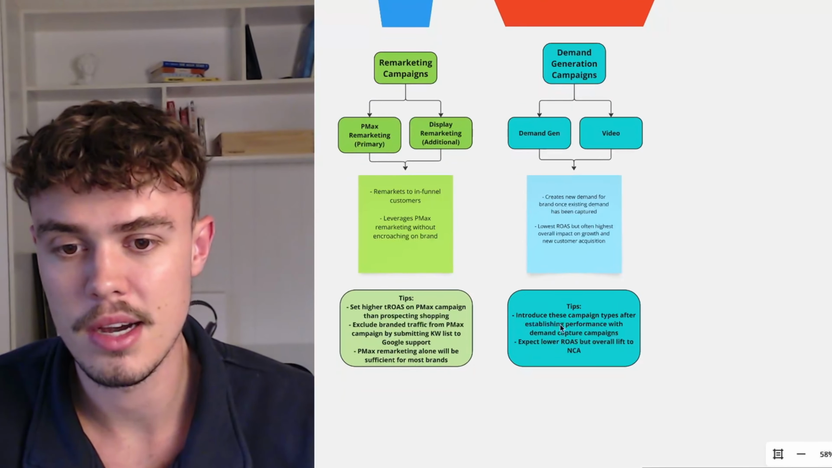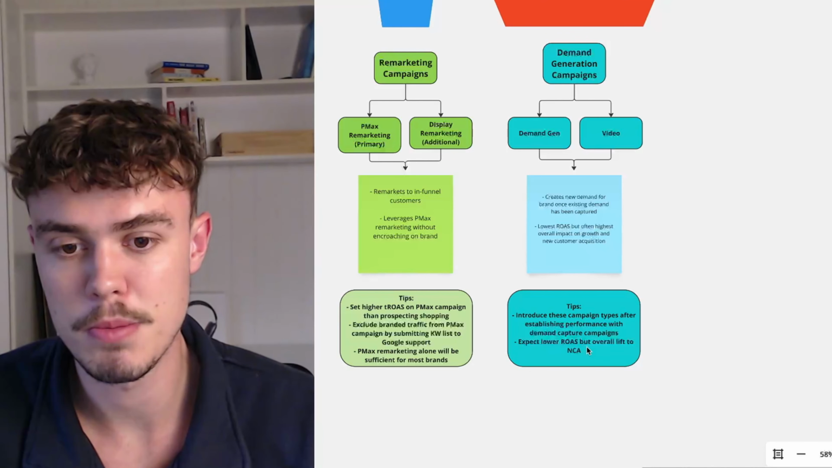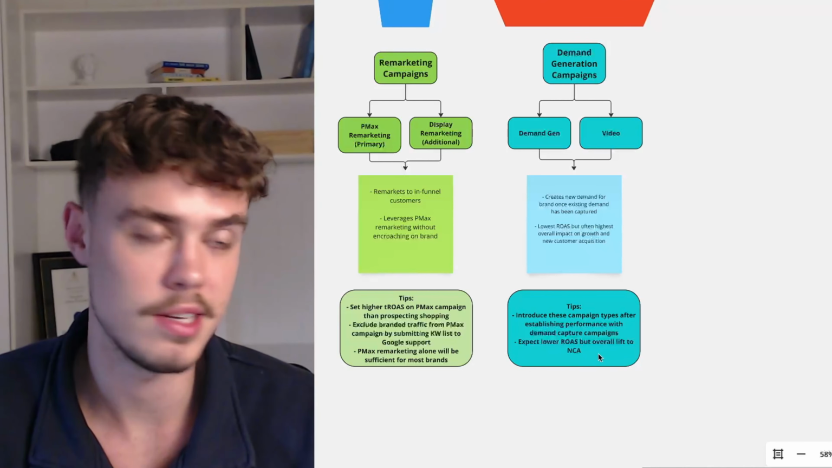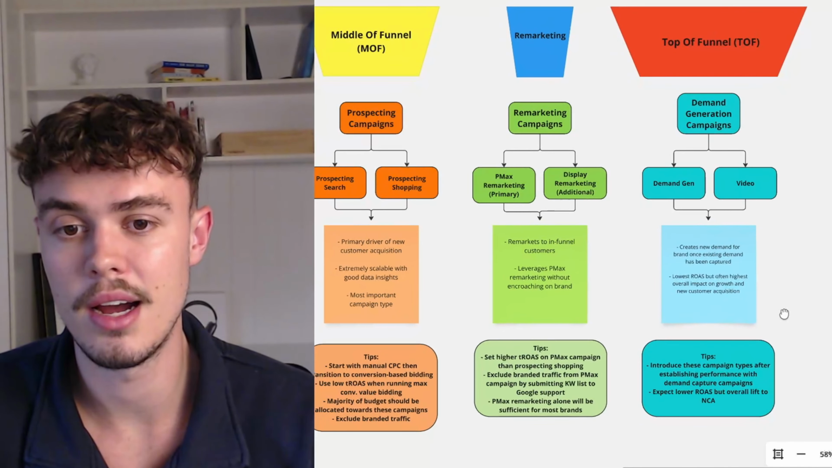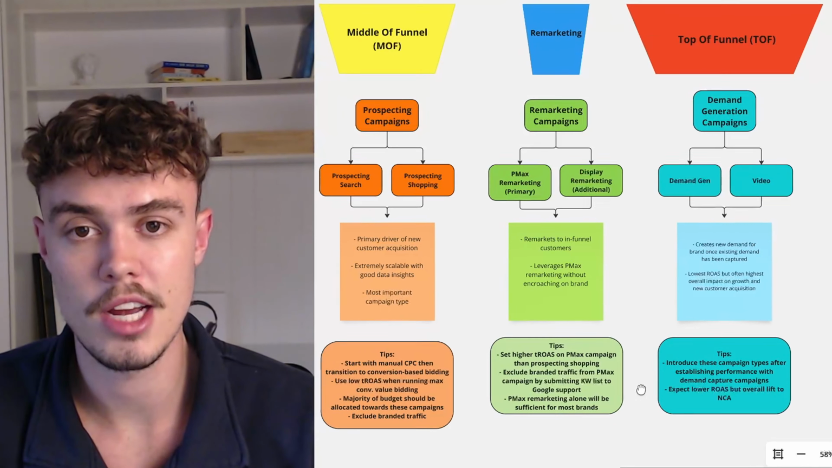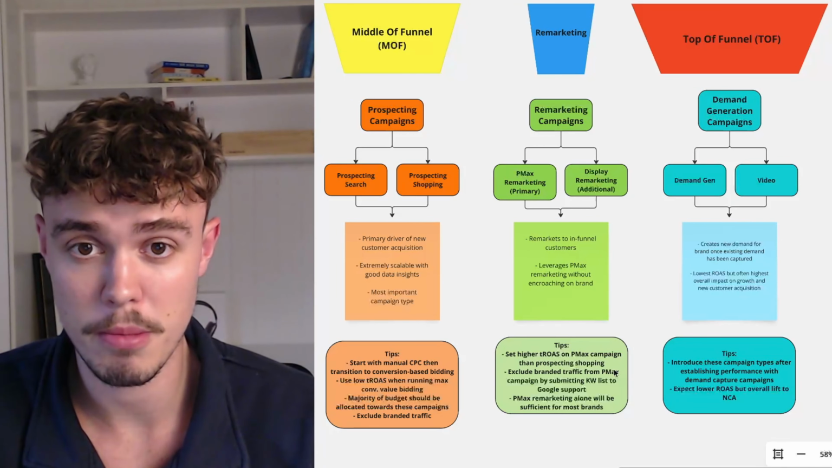Some tips for these: introduce these campaign types after establishing performance. Like I said, expect a lower ROAS, but overall lift in new customer acquisition. So that's it, right? It brings in new customers, but it is expensive, and you need to make sure that it's sustainable, and you need to make sure that you're able to afford to generate all that additional demand for the brand.